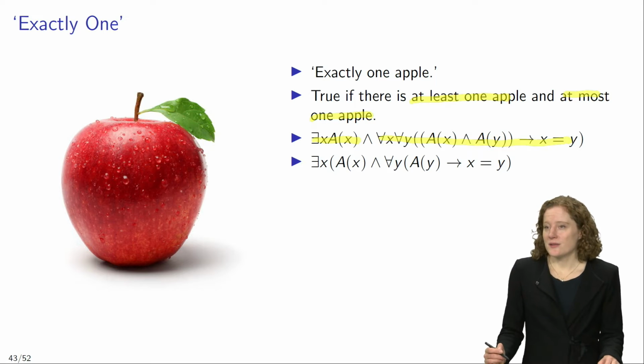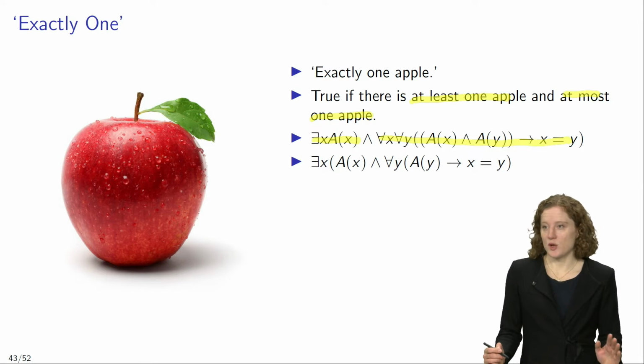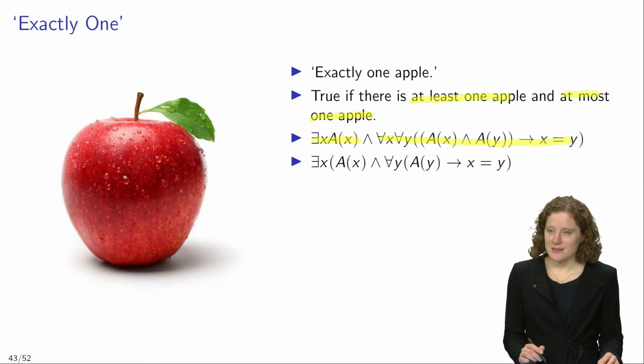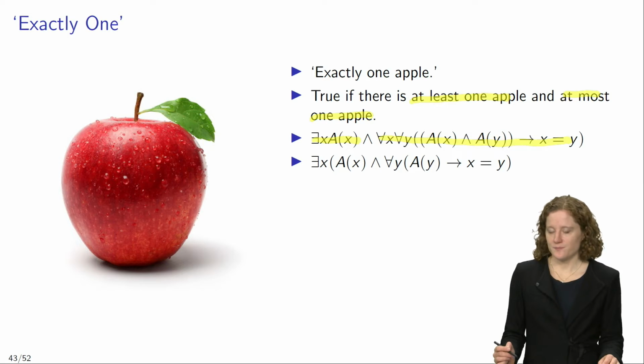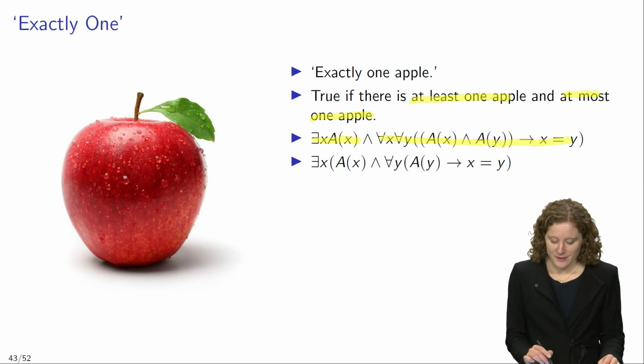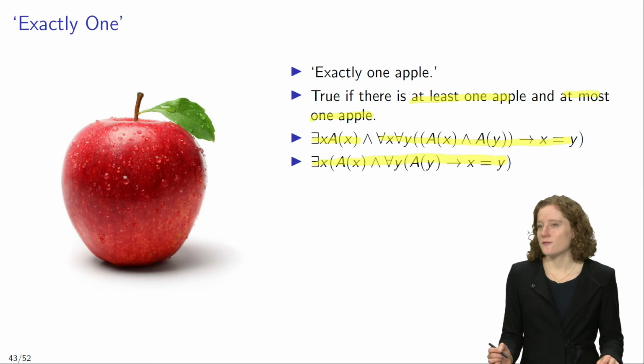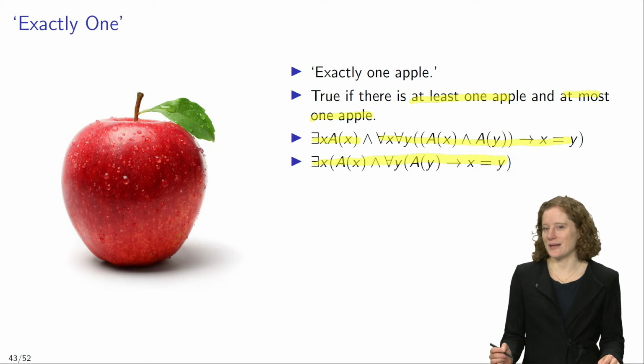Now, in principle, you can express the very same content using only one universal quantifier. So the second sentence that I put on the slide here is an equivalent way of symbolizing that there is exactly one apple. So you can say that there is an x such that ax, and for all y, if ay, then x is identical to y.